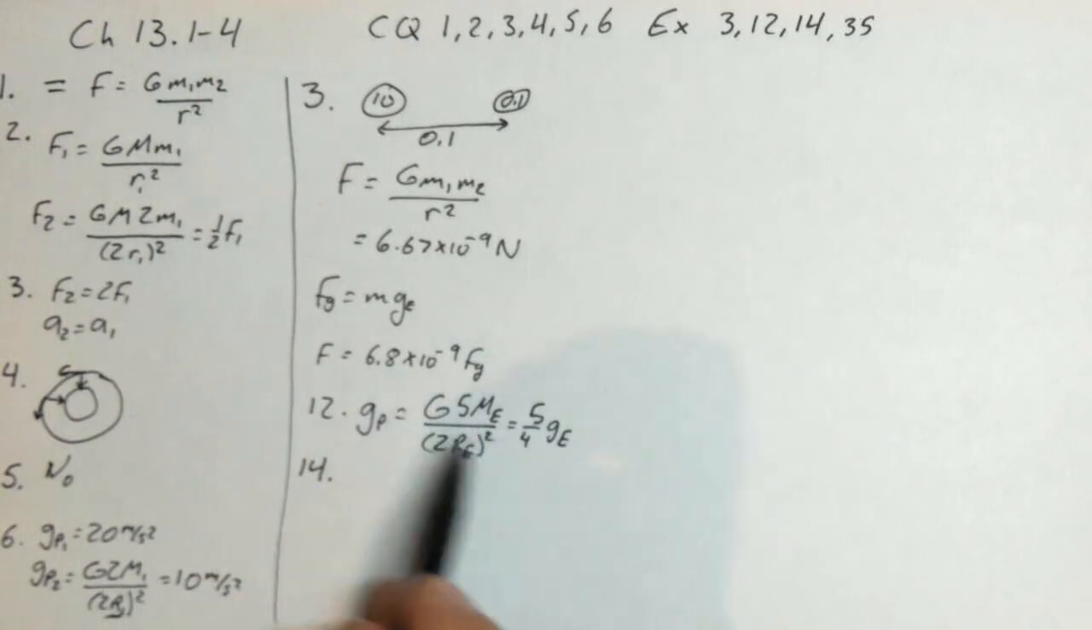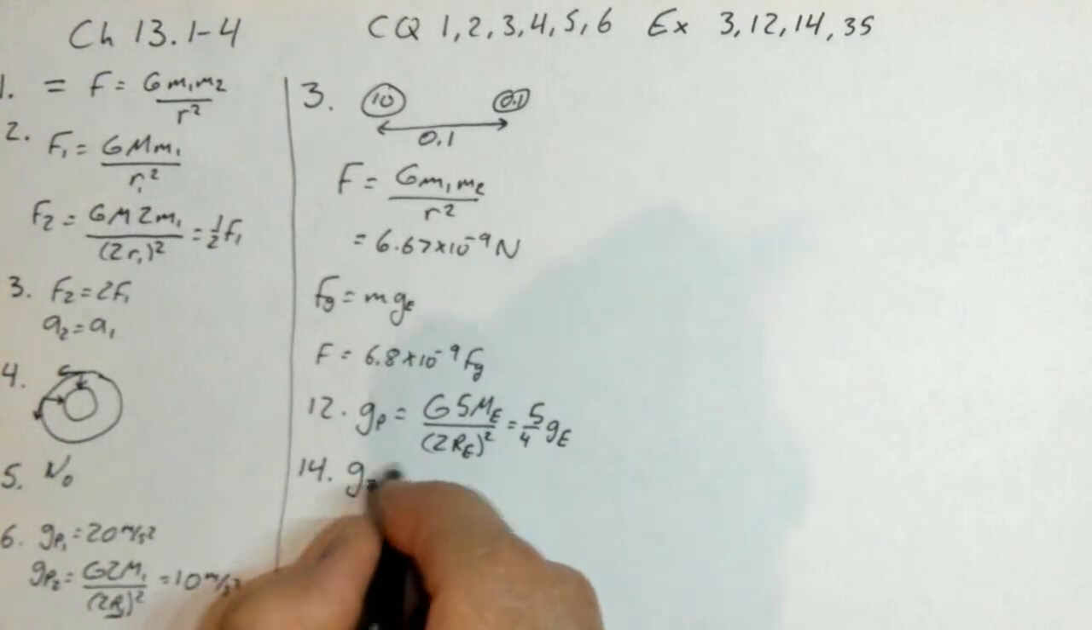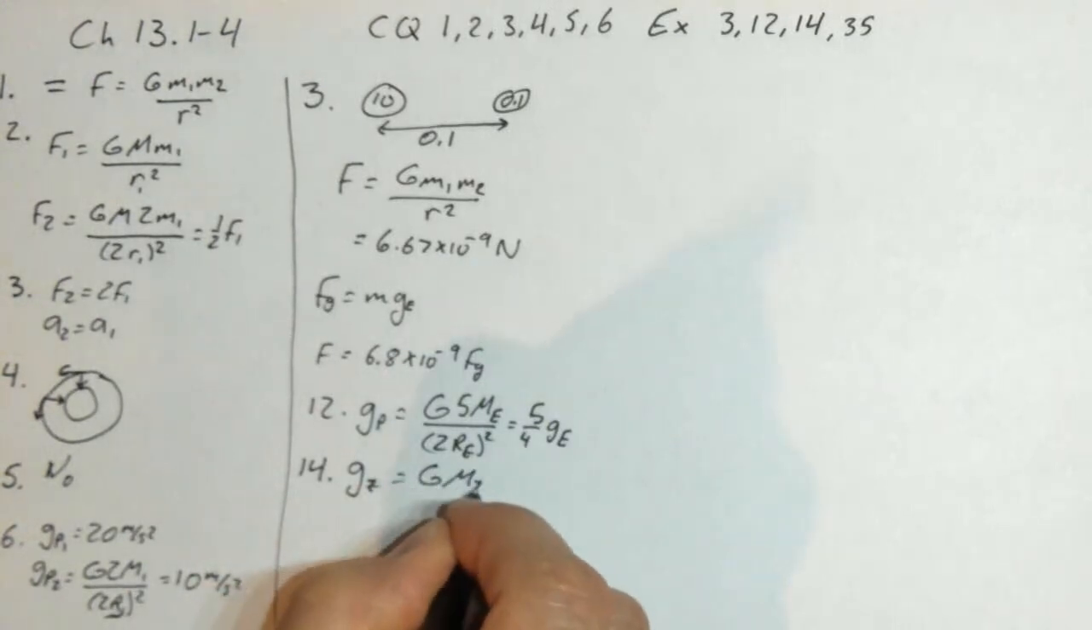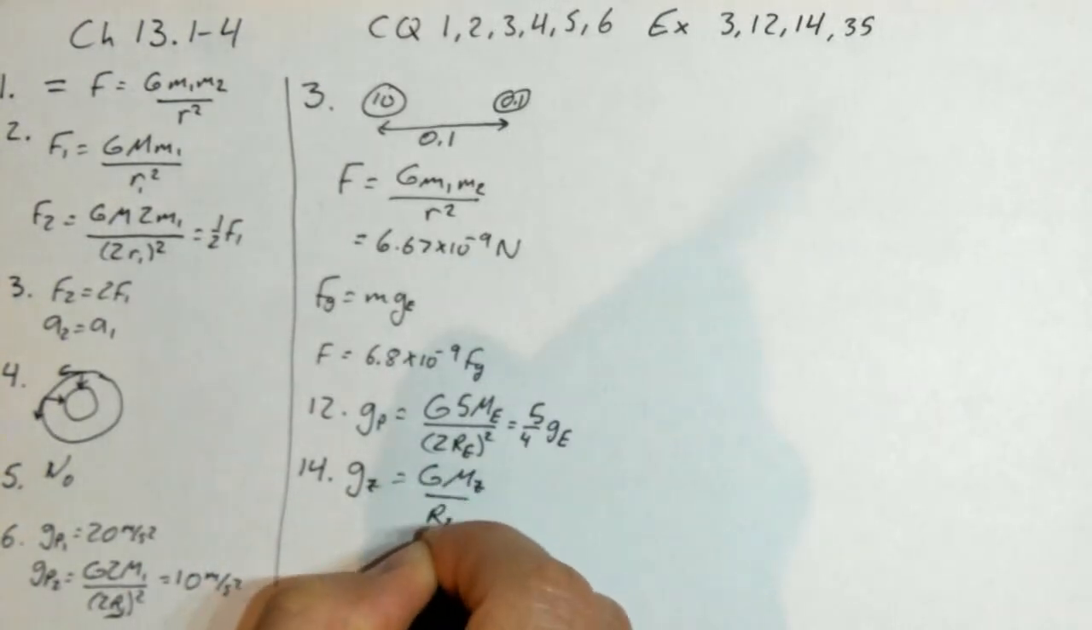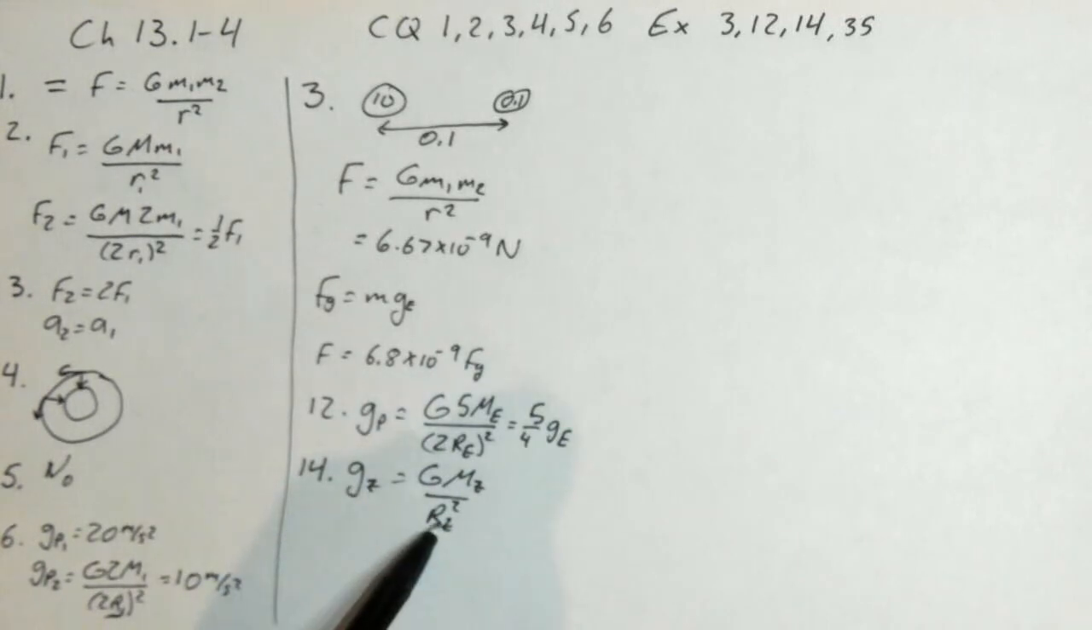We use this same idea. We define, here's planet Z, g = G m_Z over r_Z squared. We know this is 8. We know this is 10,000 kilometers. Now note that's kilometers, which means it's 10 million meters, 10 times 10 to the 6 meters. We have to square that.